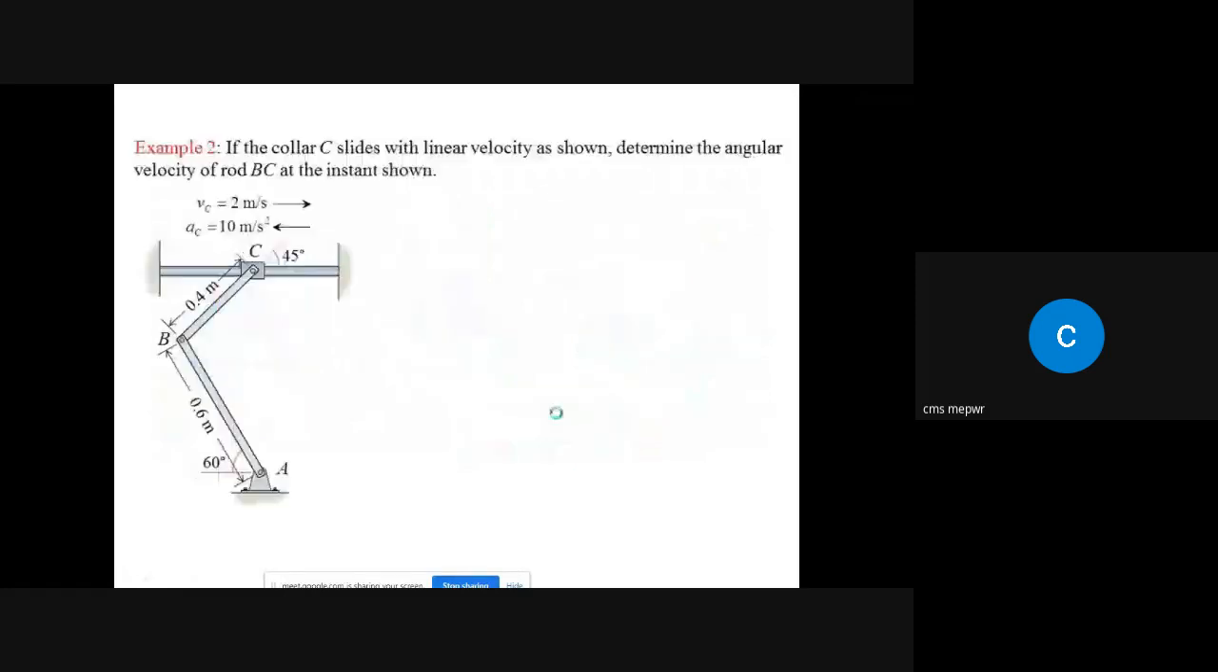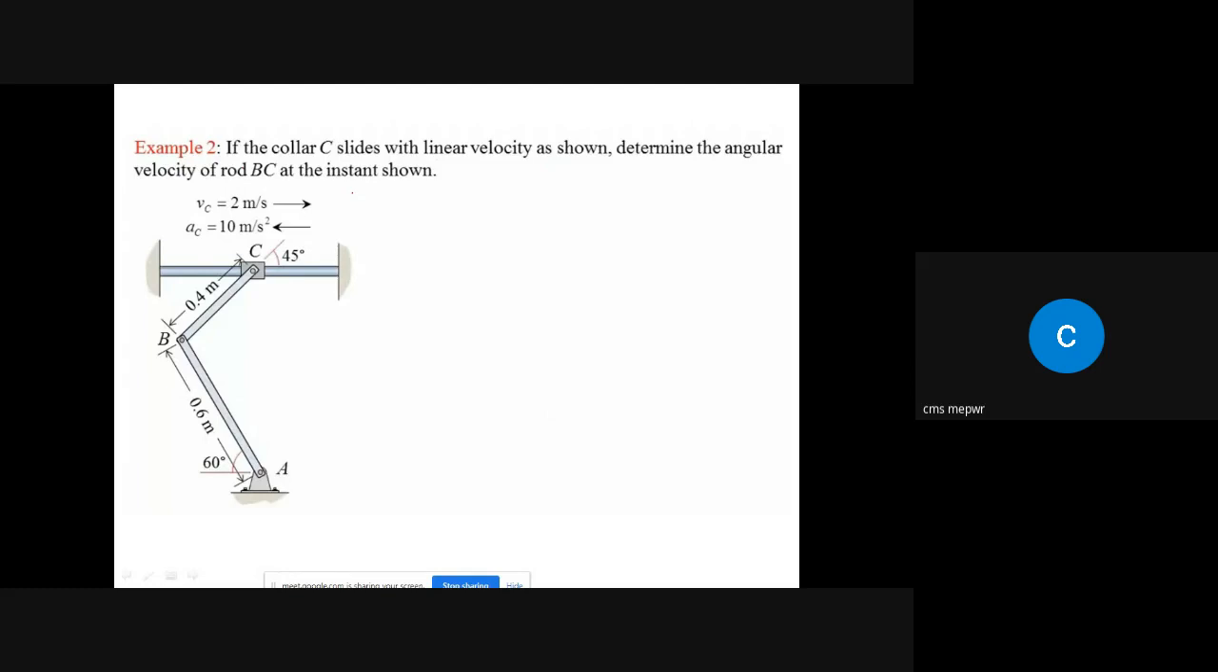Now let's have an example on it. The same example, but this time we want to solve it with the new method, by utilizing the instantaneous center of zero velocity. If collar C slides with linear velocity as shown, determine the angular velocity of rod BC at the instant shown.